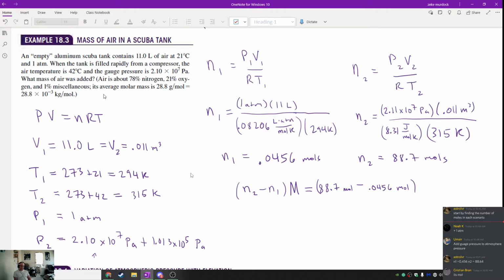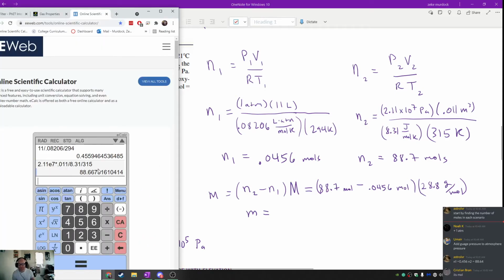So it said here that there's all this extra information. Air is about 78% nitrogen, 21% oxygen, and 1% miscellaneous. And its average molar mass is 28.8 grams per mole. So we multiply by 28.8 grams per mole, and we'll get an answer in grams. This will be the mass. Okay, so we do that minus that times 28.8, 2540 grams.